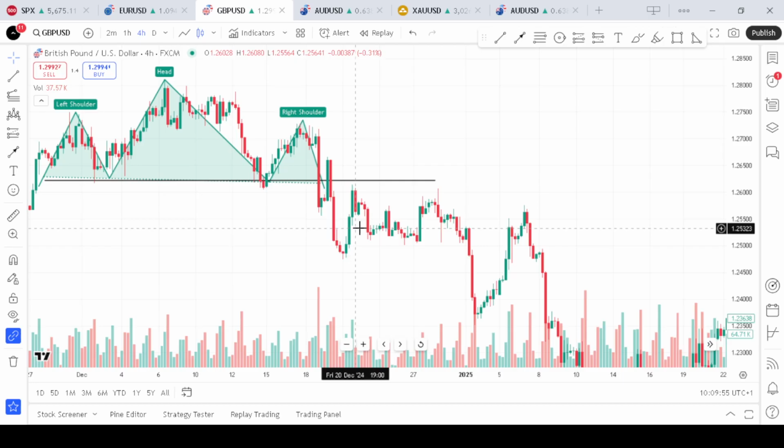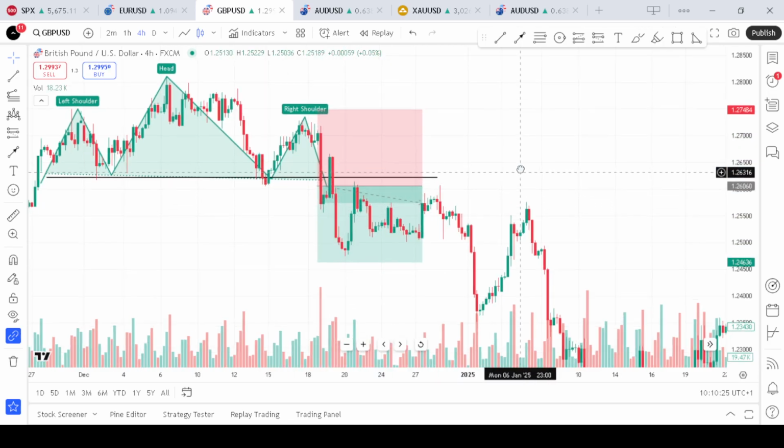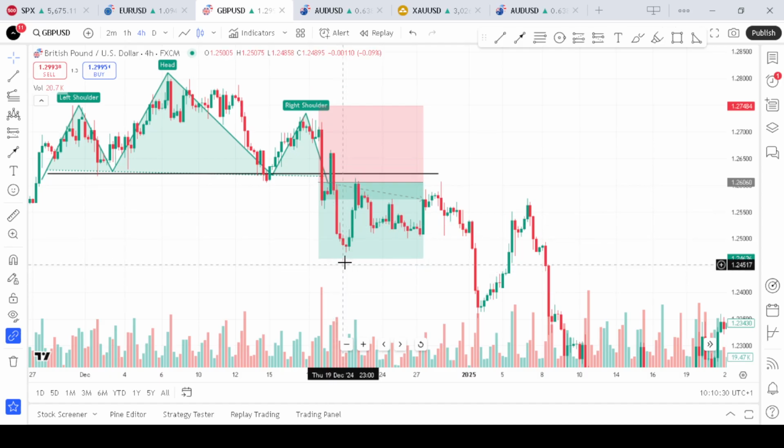How do we enter? Once the confirmation occurs, you wait for your bearish head and shoulders pattern. You place your entries below your neckline breakout to avoid false signals. After you have seen the formation of the head and shoulders, you can place a sell stop just below the neckline. This is where you set your entry just below, so that when the market breaks out to the downside, it takes you in.